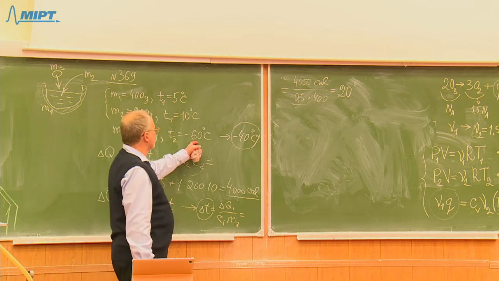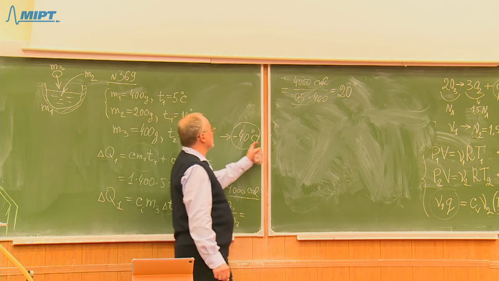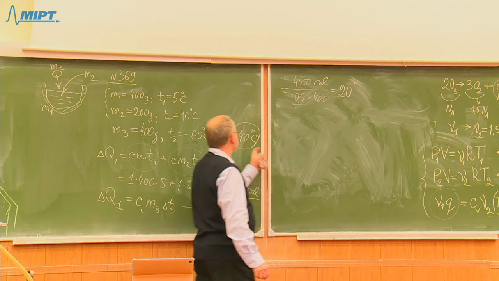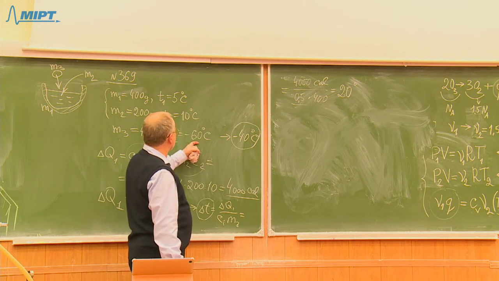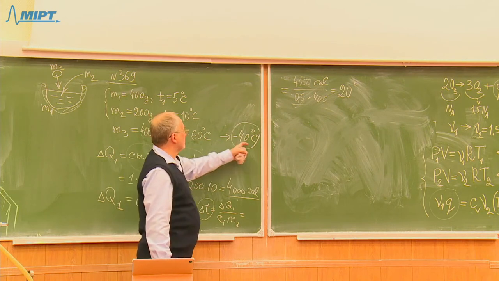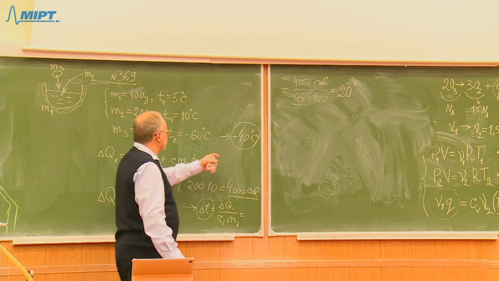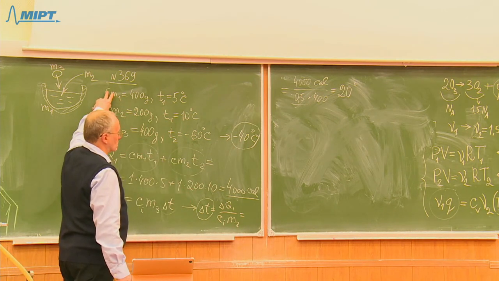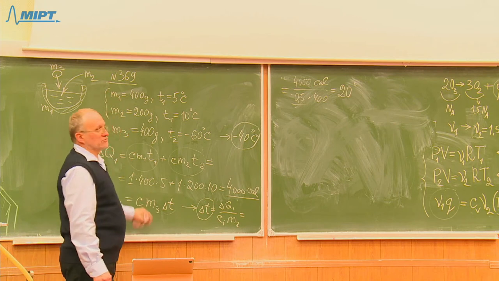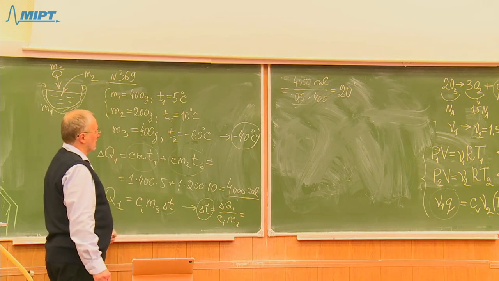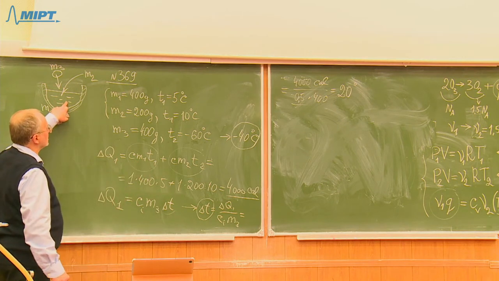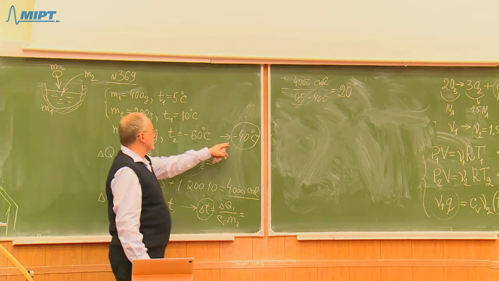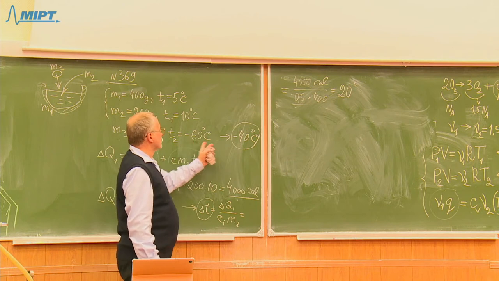It was minus 60, it will be heated up by 20 degrees. We have calculated this amount of heat energy. So the final temperature of ice will be minus 40 degrees. That is, if all the water is cooled down to 0 degrees. That was the condition. That is what I calculated here. The water is cooled down to 0 degrees, and the temperature of ice increases from minus 60 to minus 40.